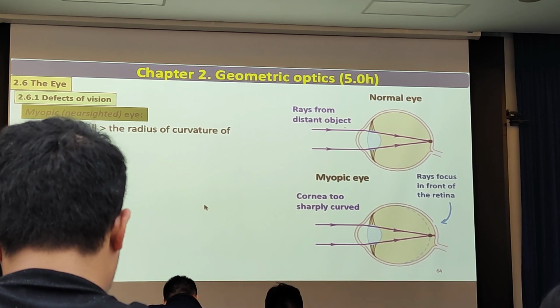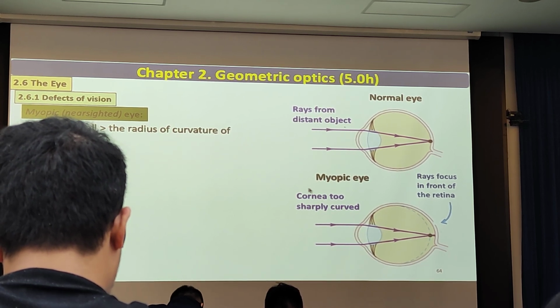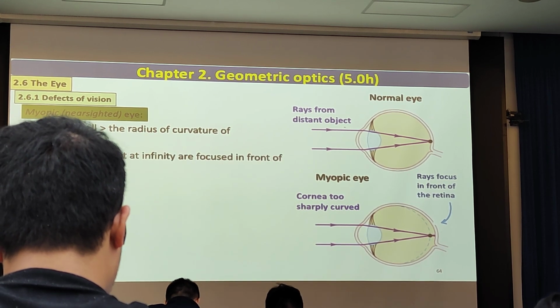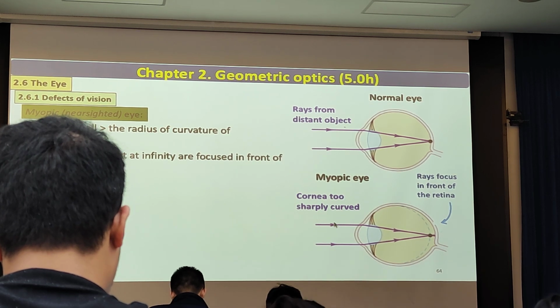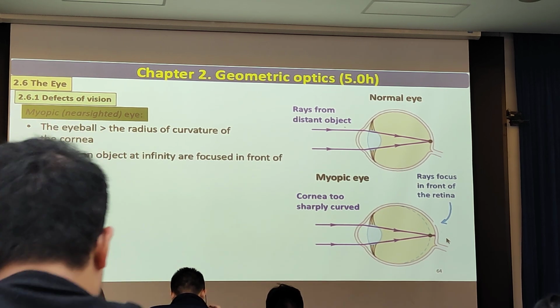So I think a lot of you have this kind of problem, myopic plus astigmatism as well. So the rays from an infinity object are focused in front of the retina.